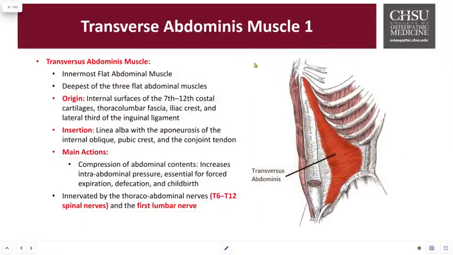The transverse abdominis is considered the body's natural corset, and is heavily involved in core stabilization. Rehabilitation targeting this muscle can often be prescribed during lumbar spine injuries. This is the deepest of the three muscles. It originates from the internal surface of the 7th to 12th costal cartilages, the thoracolumbar fascia, and the iliac crest, and inserts to the linea alba with the aponeurosis of the internal oblique. The main action here is to increase abdominal pressure, essential for forced expiration, defecation, and childbirth. The innervation comes from the T6 to T12 spinal nerves and also the first lumbar nerve.